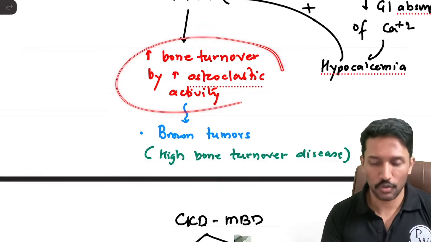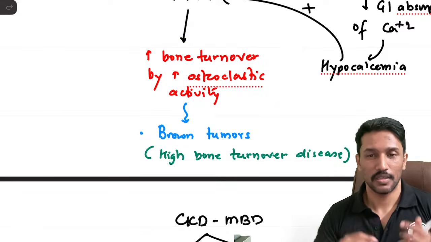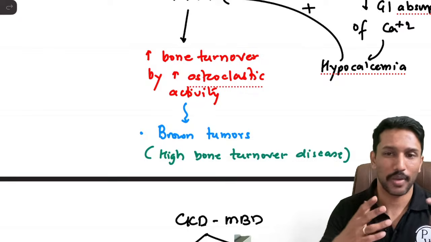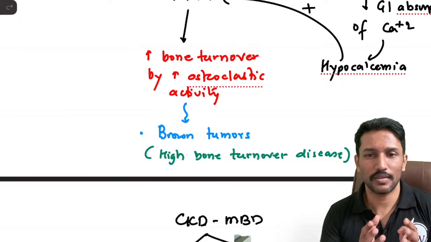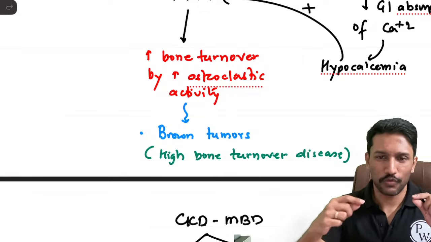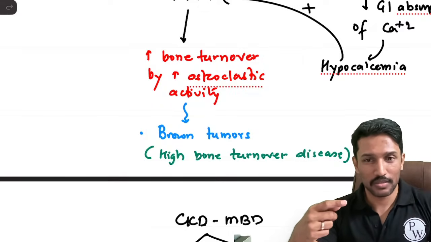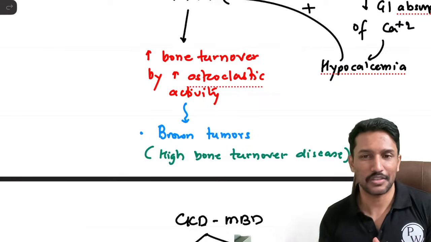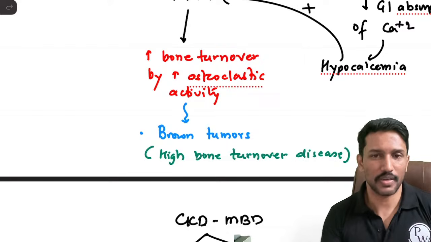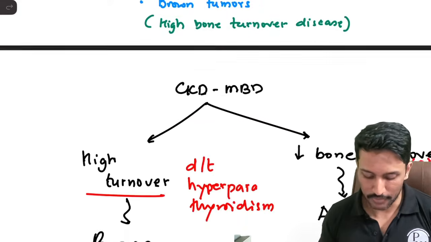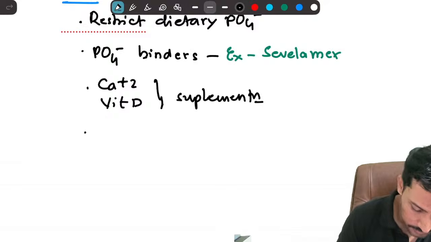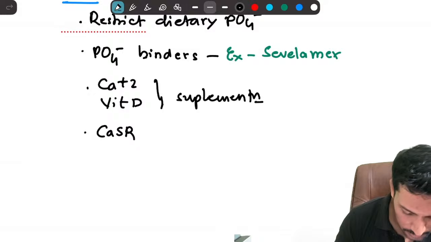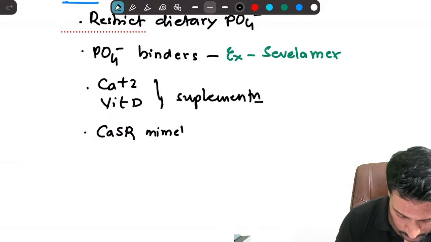In patients with high bone turnover, osteoclastic activity is increased. So the rate of bone breakdown is more than the rate of bone formation. The amount of bone matrix dissolved is more than the amount formed. That's why the bone starts shrinking. So we are losing the calcium from the bone. And that's what we're trying to counter here in the management that we're talking about. So we have something called calcium sensing receptor mimetics. What are these?